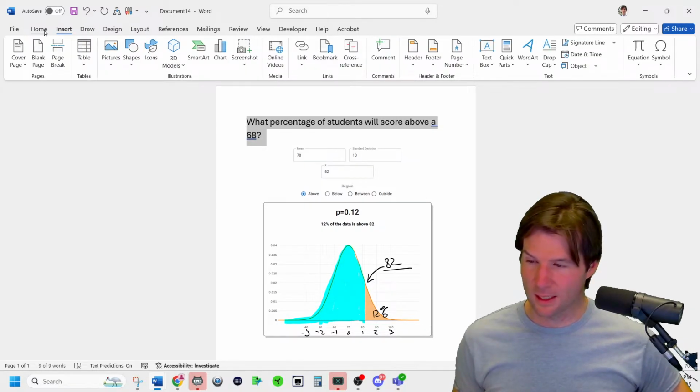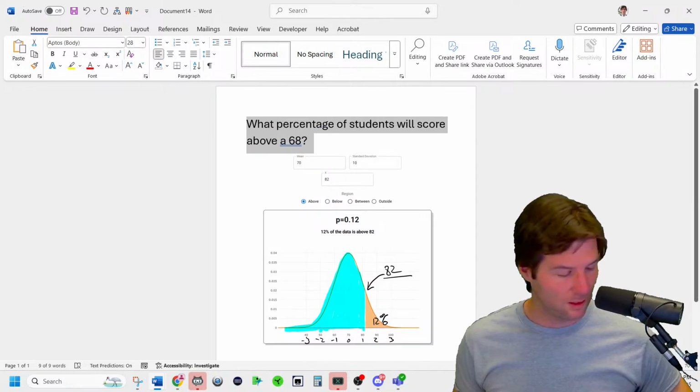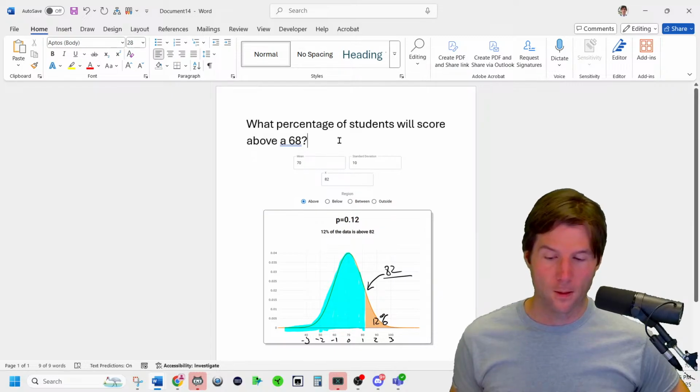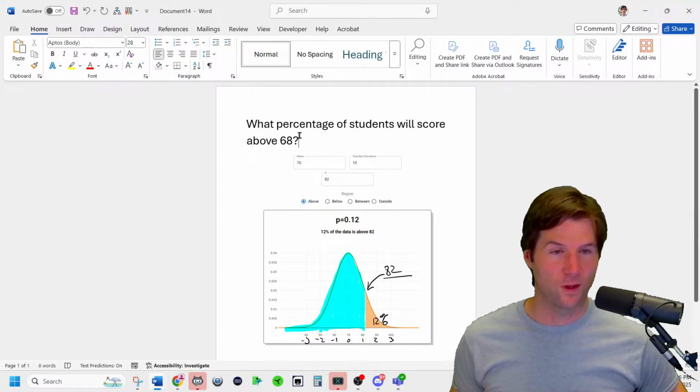Who has ideas? I need ideas in the chat because we're trying to solve a more difficult problem now. Any ideas, any thoughts on what you should do with 68? What should you do with 68? Find the z-scores. Find the z-score.